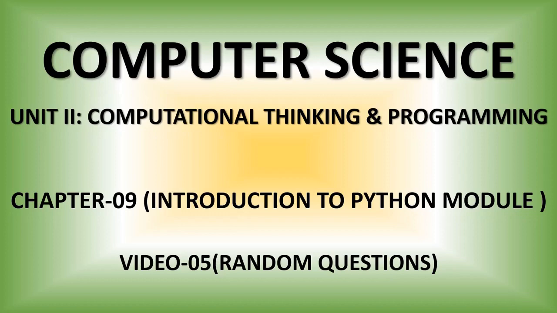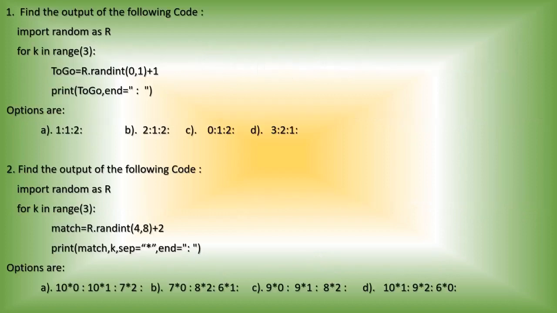Today we will study certain output type questions, and how we can evaluate them. This is from the random module. It's normally a 2-mark question for the board. Now, see, the question is this one. Find the output of the following code.